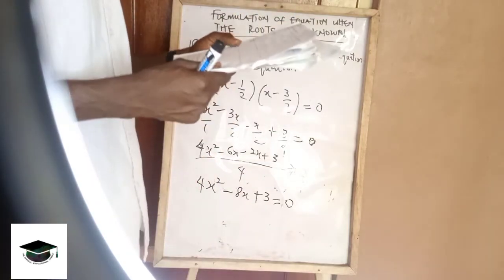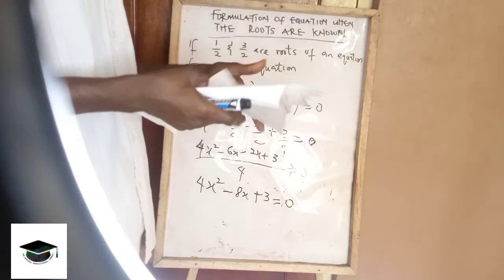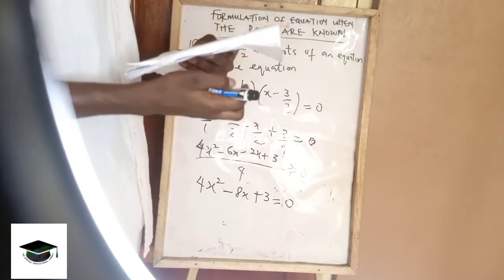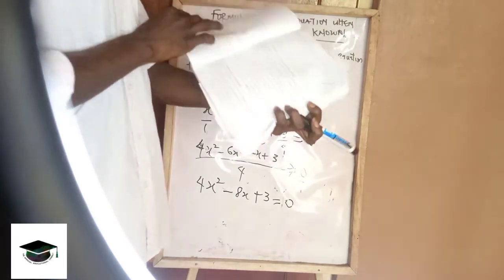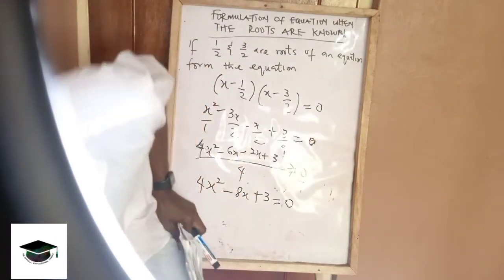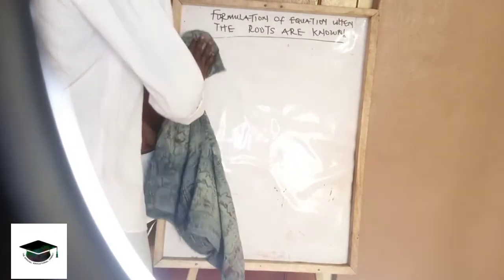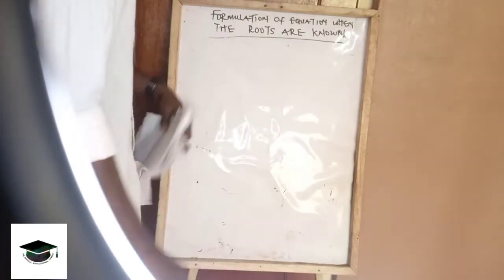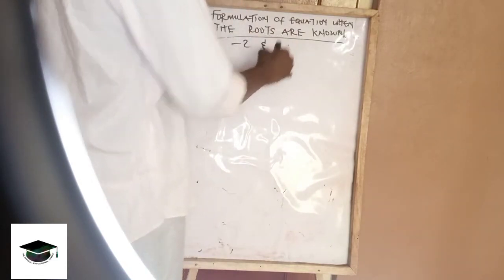So I would love that we take another question again, like that. Okay, another question. Okay, let me just do it this way. What if you have minus 2 and 4? How do you do that?